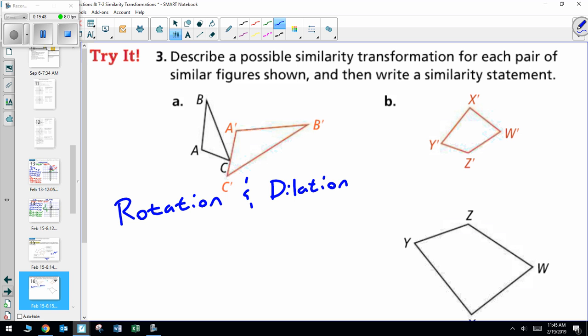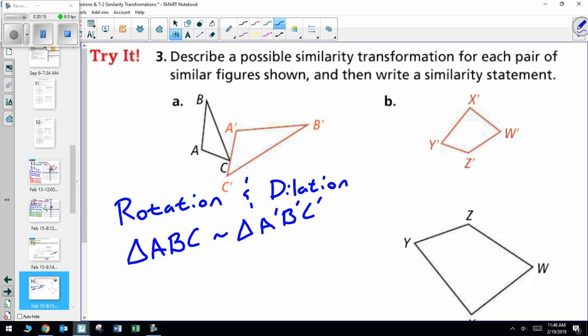And to write the similarity statement, you would say that triangle ABC is similar to, just with the accent, triangle A prime B prime C prime. If there is a composition of rigid motions that makes one into the other, including a dilation now, we're going to say they're similar.